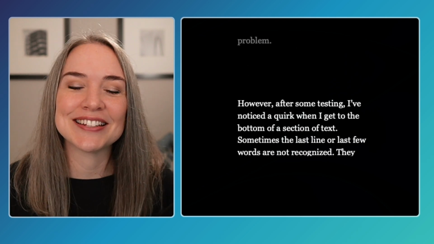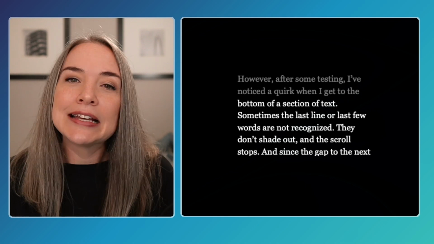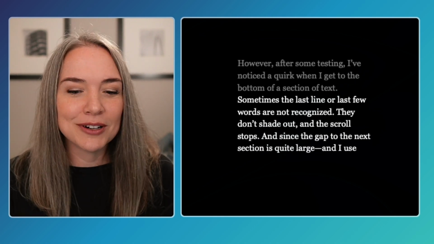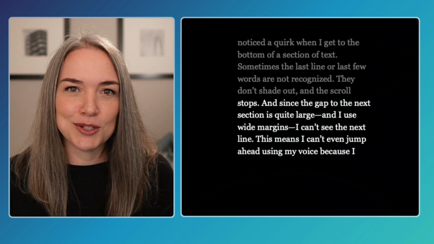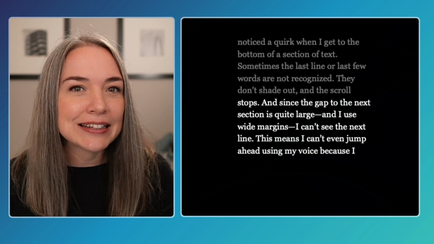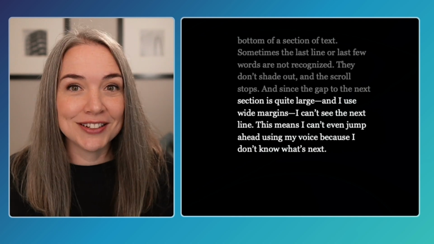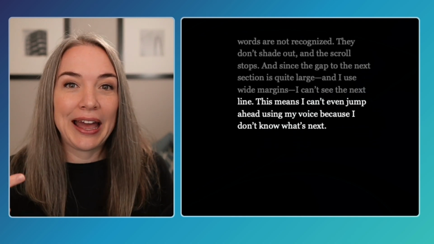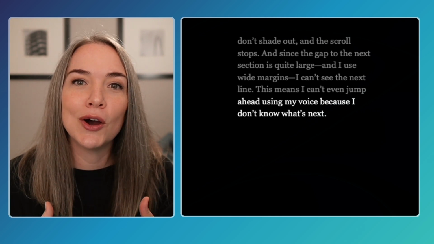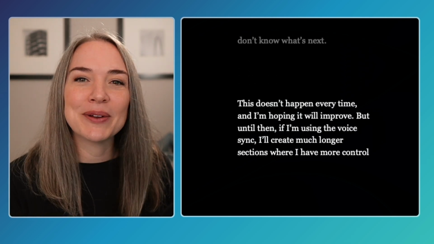However, after some testing, I've noticed a quirk when I get to the bottom section of text. Sometimes the last line or the last few words aren't recognized. They don't shade out and the scroll stops. And since the gap to the next section is quite large, and I use wide margins, I can't see the next line. That means I can't even jump ahead using my voice because I don't know what's next. This doesn't happen every time, and I'm hoping it will improve.